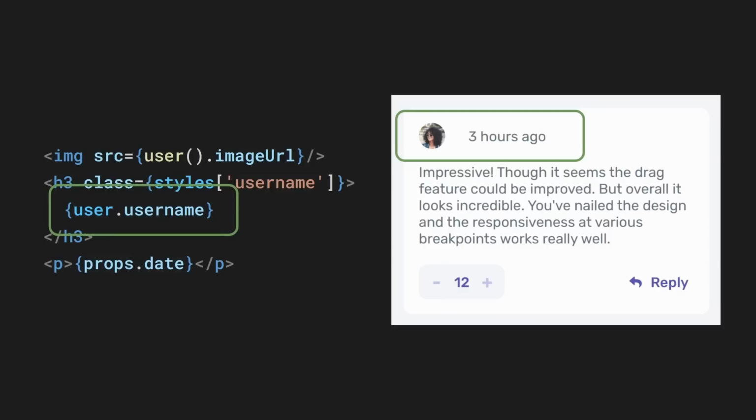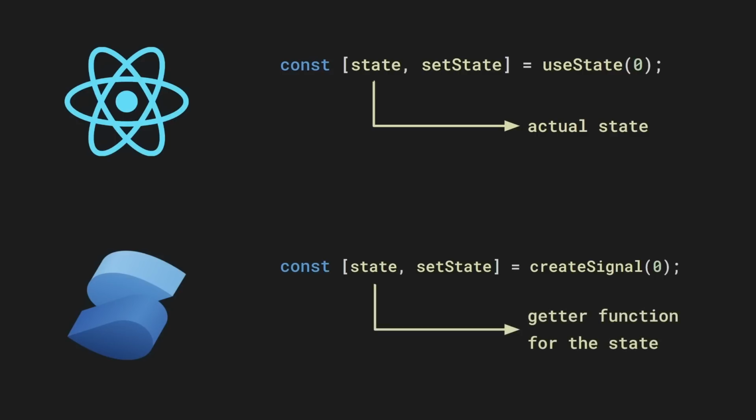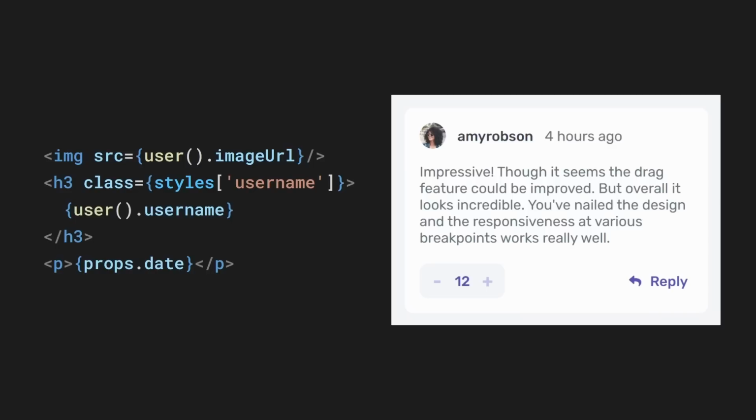This is because, unlike in React where the first item is the actual state, in SolidJS, the first item is a getter function to get the actual state. So to fix our code, just add parentheses.